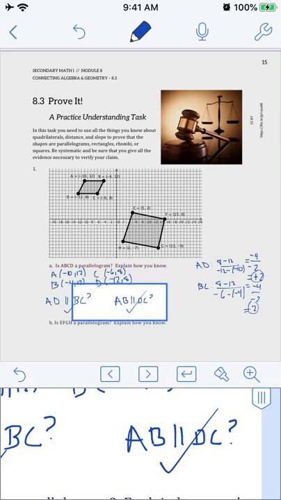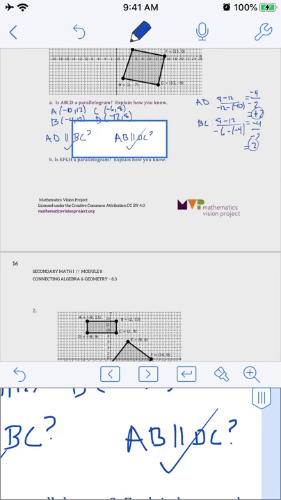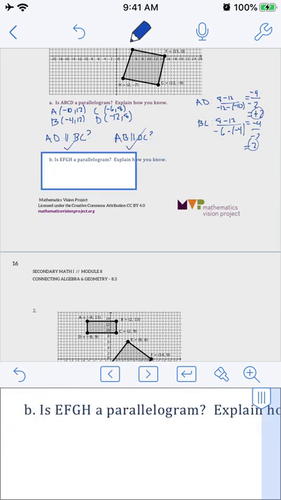Okay, now I'm going to give you some time. Go ahead and prove, is EFGH a parallelogram? Again, never trust a picture. Trust your work. Go. Maximum, it's like 4 minutes, maybe 5.